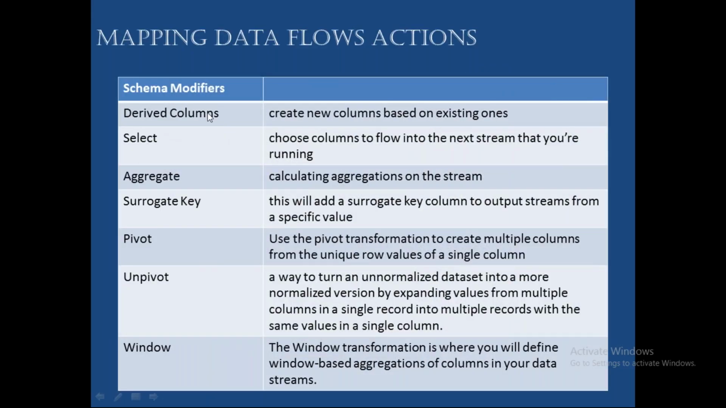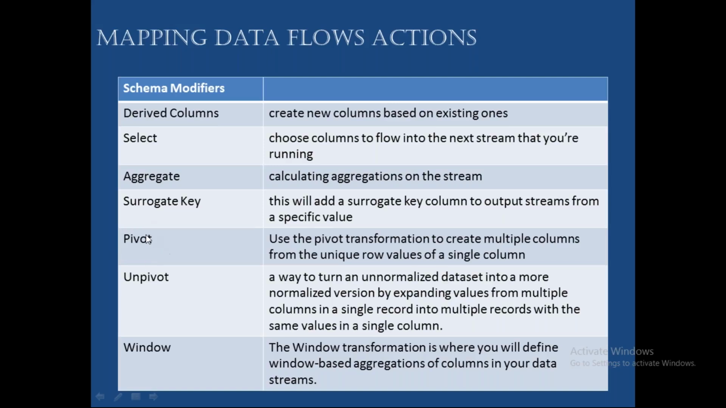Mapping data flow actions. See here, derived column, today also we are going to see, but we already learned. Select we already learned. Aggregate we learned. Surrogate key, if you want, I will show you today itself, but later also you can use surrogate key. I will do two labs if we have some time. I will show you how surrogate key works. Instead of using derived column, you can also use the surrogate key to generate the unique values.